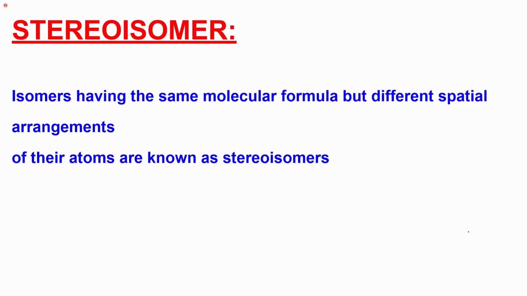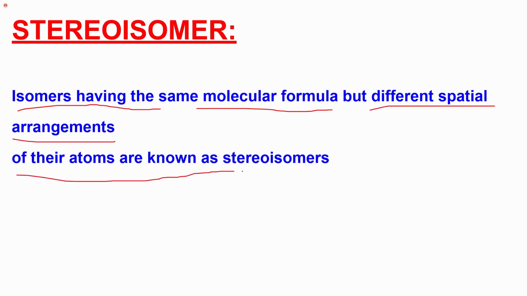So today's topic, the previous session is done. Now we'll discuss stereoisomers. So what is actually a stereoisomer? A stereoisomer is an isomer having the same molecular formula but different spatial arrangements of their atoms. Isomers having the same molecular formula but different spatial arrangement of their atoms are known as stereoisomers.